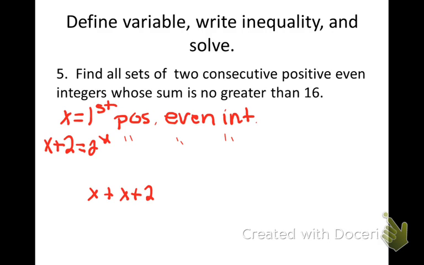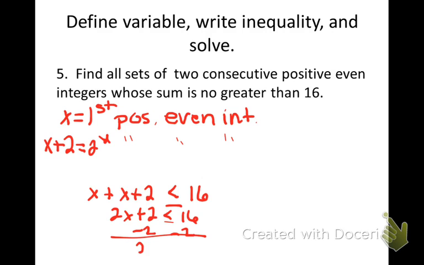It says their sum, so the first one is x, plus the second one is x plus 2. It says it's no greater than 16. If it can't be greater than 16, it would have to be less than or equal to 16. So now we go about solving it. We get 2x plus 2 is less than or equal to 16 when I simplify. Subtract 2. I get 2x is less than or equal to 14. Divide by 2. We get x is less than or equal to 7.